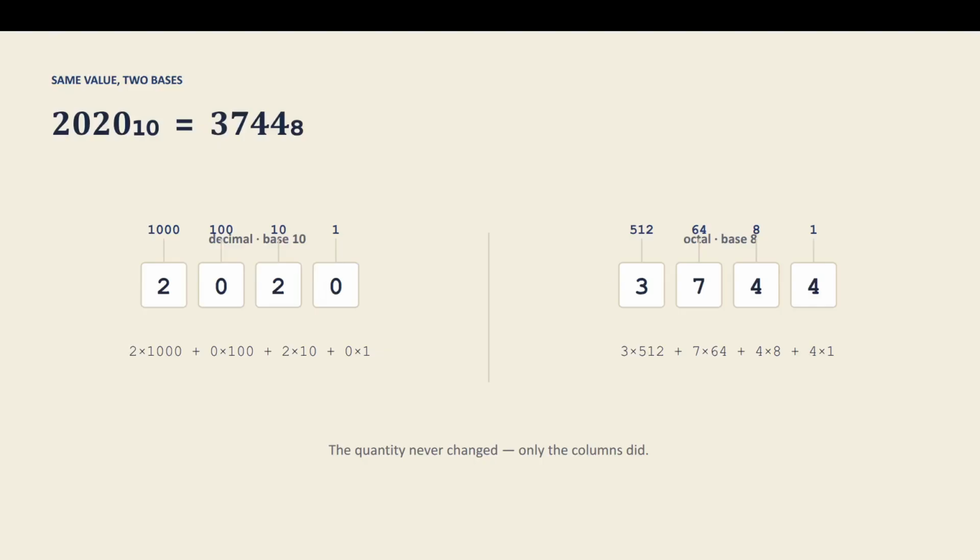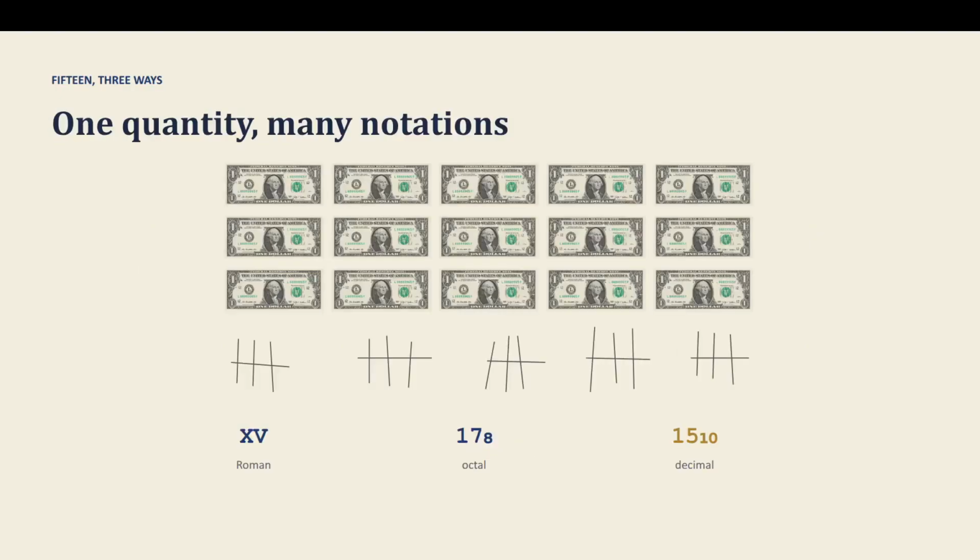Let's mark the base of the system slightly below the number itself. That means the value of this number is the same. It's just a different representation. We get the number 2020 in decimal and the number 3744 in octal. And the number itself stayed the same. The value is the same. It's just written in a way that's unfamiliar to us. So our $15 can now be written as 15 in decimal and 17 in octal.